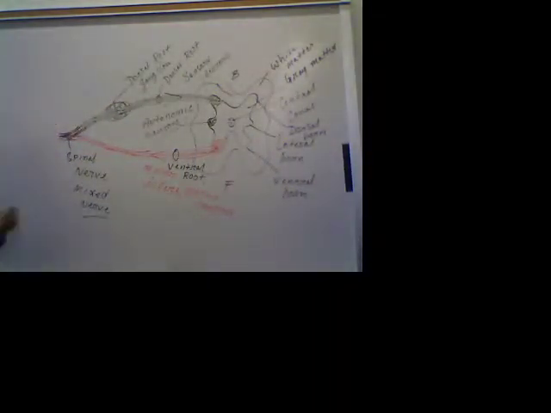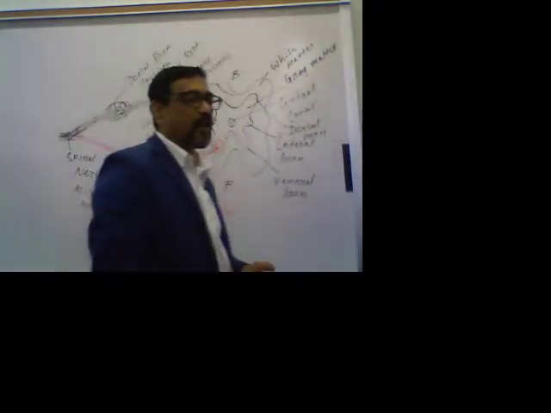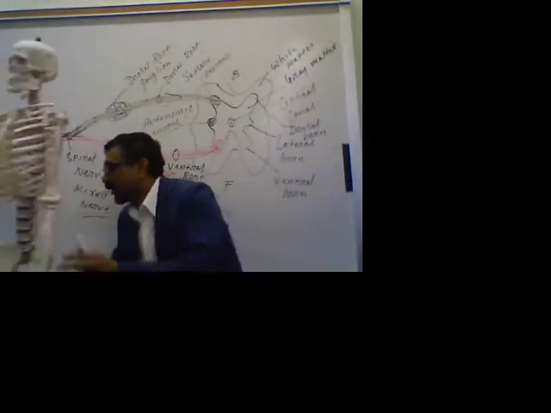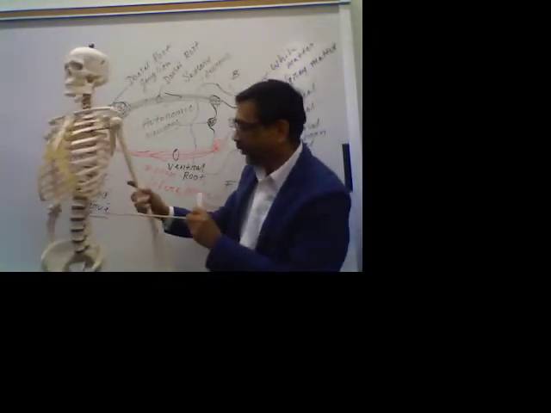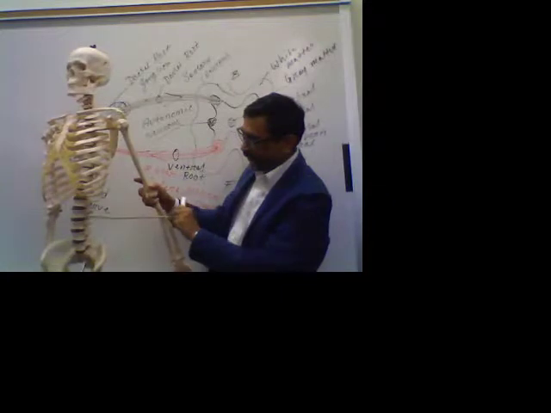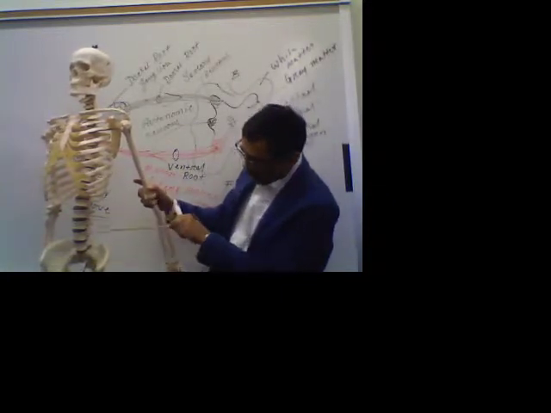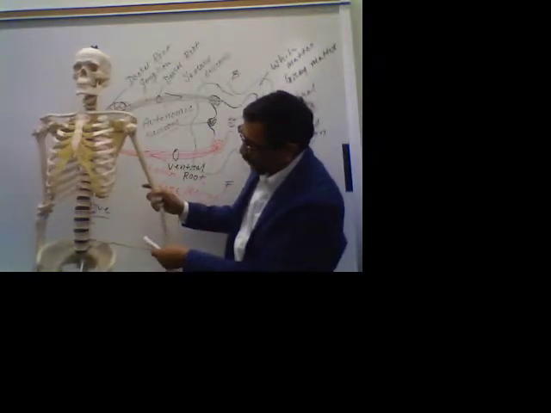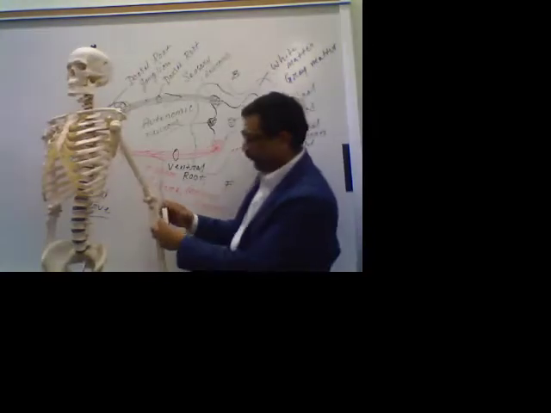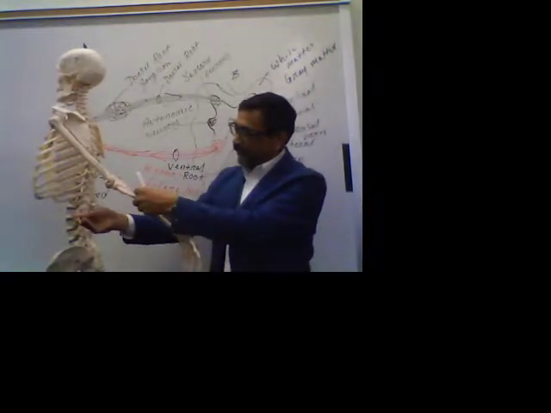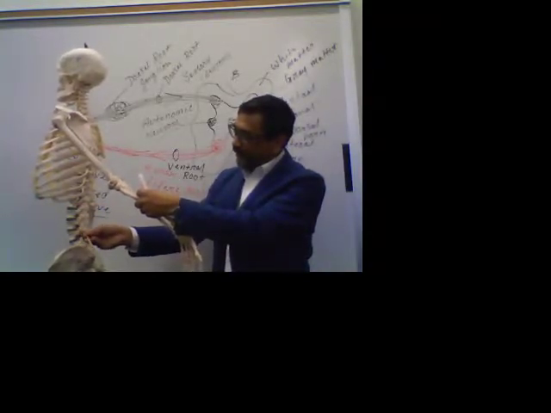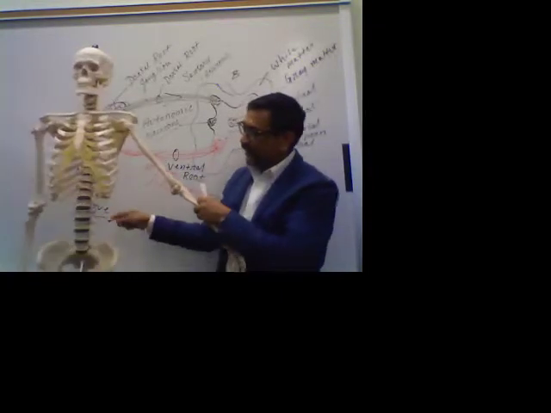Now, after the spinal nerve is formed, the spinal nerve is very short and it comes out through the intervertebral foramen. What are the intervertebral foramen? Let me show you. On both sides you have, you see here, the openings. So through these intervertebral foramen, the spinal nerve comes out. Same thing on this side.